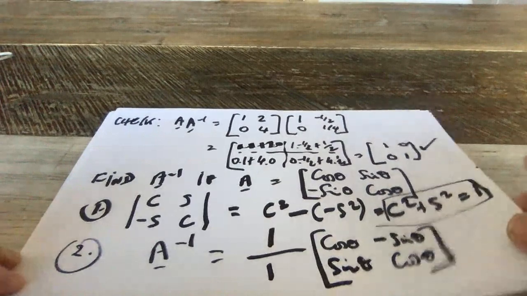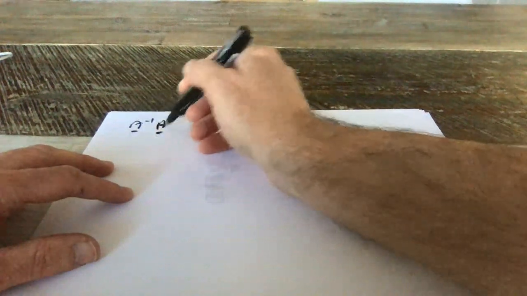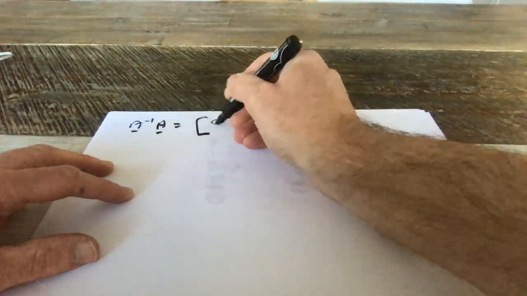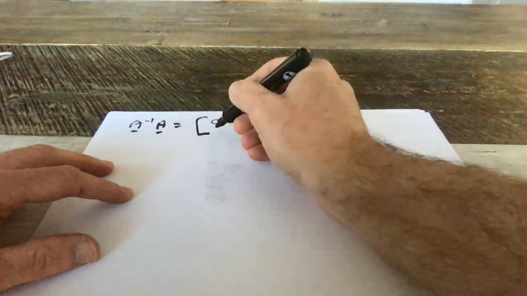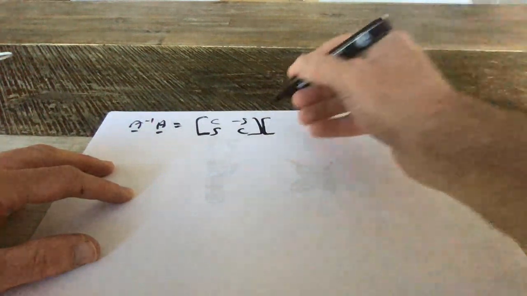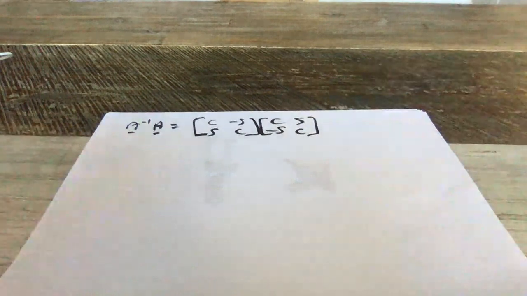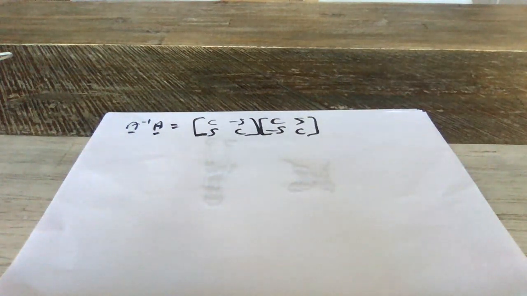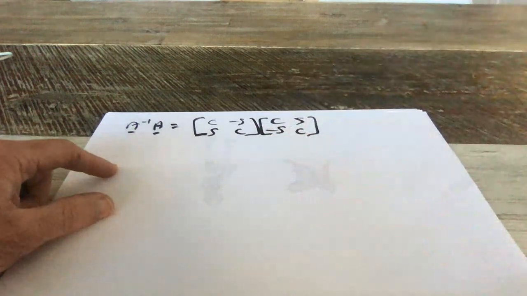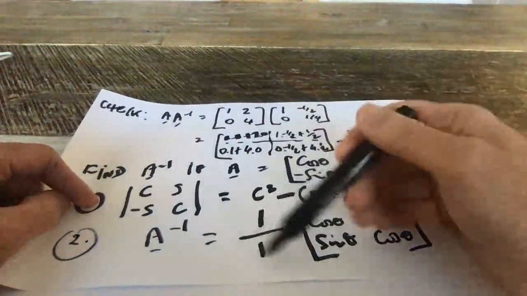Okay? And then remember what you have to do always, do not forget to do this, is you must check. So A inverse A is, let me write, C, S, minus S, C, times, remember what A was, A was C, minus S, S, C, where C stands for cos theta and S stands for sine theta. And remember, for A inverse here, 1 over 1 is just 1, so we can ignore that.